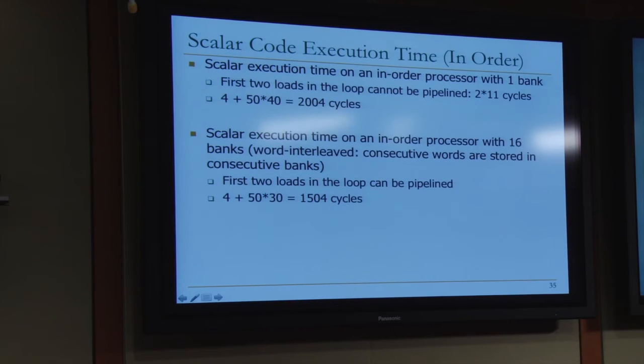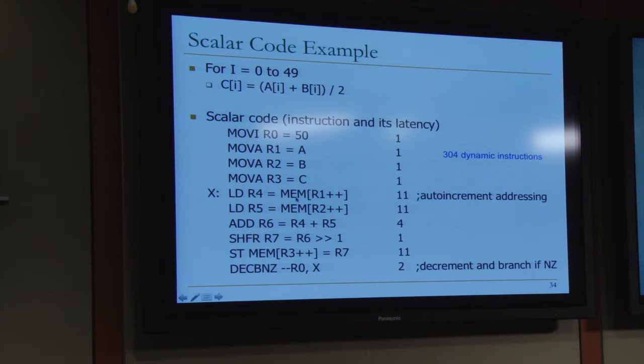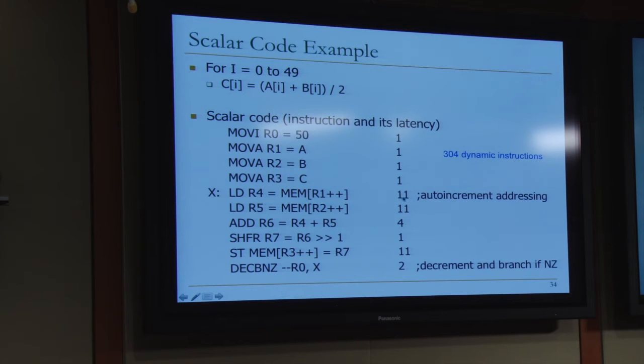But if you have 16 banks, you can reduce the execution time of this in-order processor. Basically, you can pipeline the first two loads. The first load can start, and the next load can start. But then everything is dependent, so you cannot go to the next part because it's in order. So you can reduce the execution time of a loop iteration to 30 cycles, because this one takes one cycle now, and this one takes, I guess, 11 cycles, right?